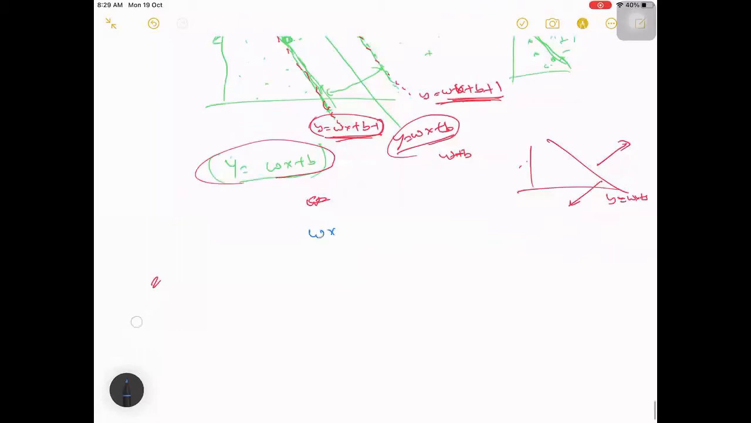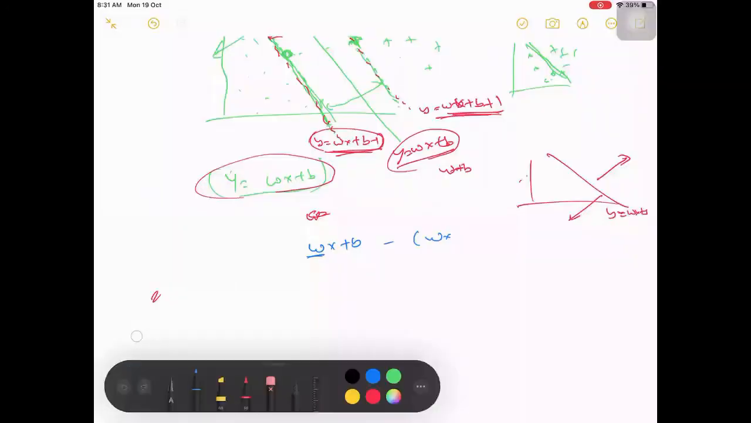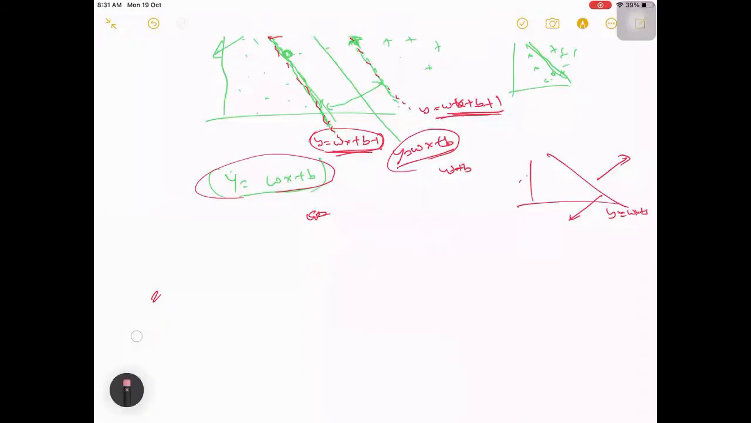So then what you'll be having is w, wx plus b plus or minus of wx. I think it is minus b. Just a moment. This actually will be represented slightly differently.